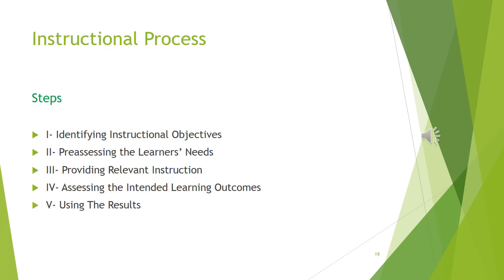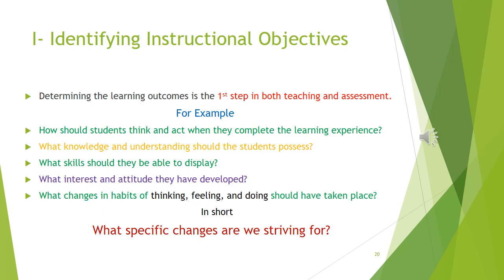Let's have a glance at the steps of the instructional process. The first, identifying instructional objectives. The second, pre-assessing the learner's needs. Third, providing relevant instruction. Fourth, assessing the intended learning outcomes. Fifth, using the results. Now, we will go through the steps involved in the instructional process.